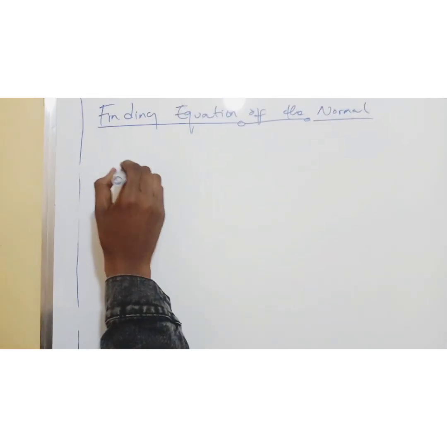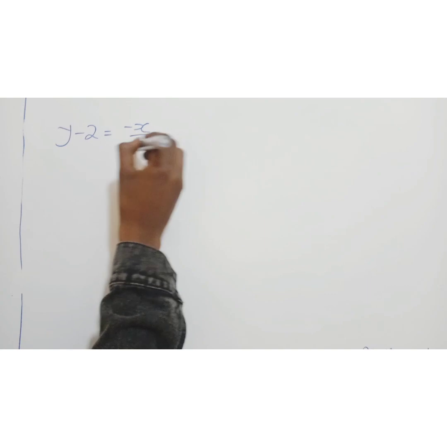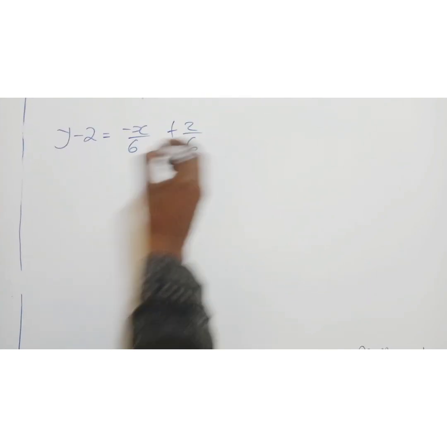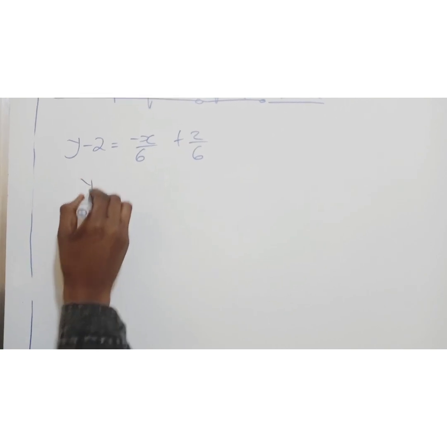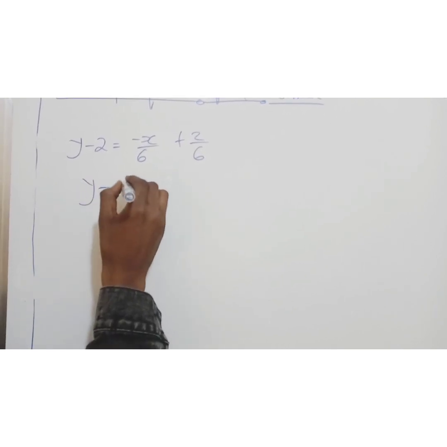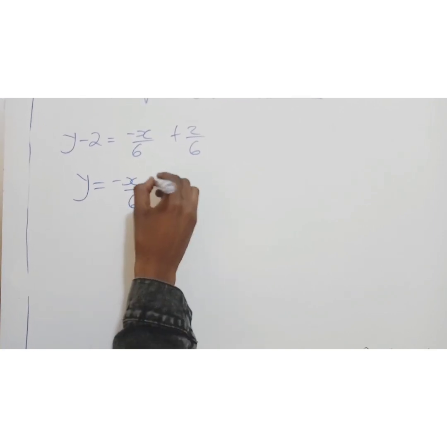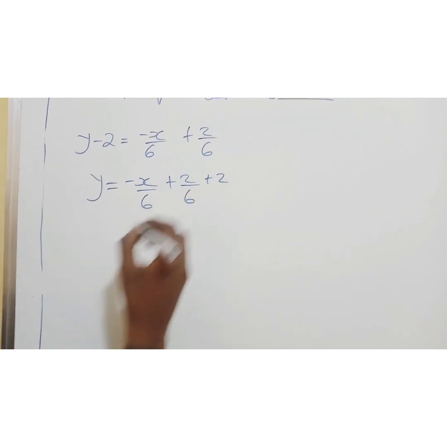So we have y minus 2 is equal to negative x over 6 plus 2 over 6. What we do is group the like terms. So we have y minus, y is equal to negative x over 6 plus 2 over 6. This goes to this side, it's plus 2.